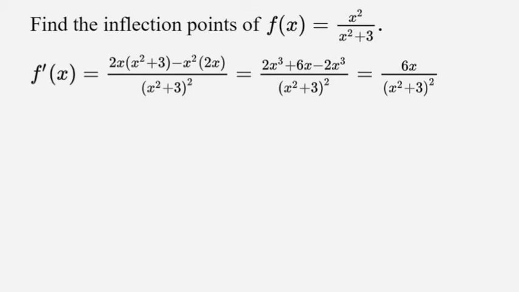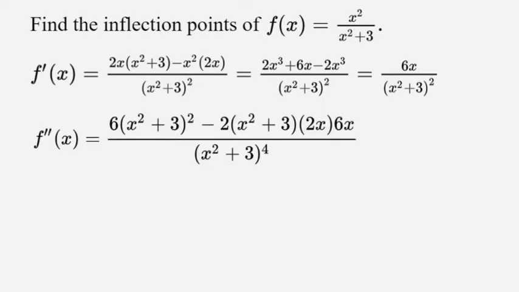And I've mentioned in the past that you don't need to simplify your derivatives, and that's still true here, but you might find it helpful to do so. It's going to simplify the process quite a bit. And if you simplify that numerator, you multiply everything out and combine like terms, you're going to get 6x in the numerator and still the same x squared plus 3 squared in the denominator. And this is much easier to take the second derivative of as opposed to what I first got.